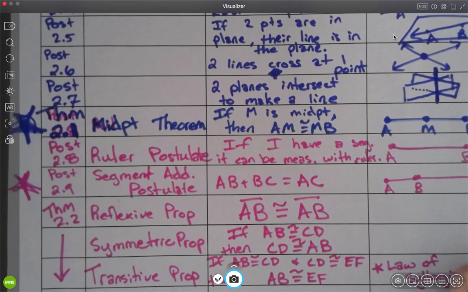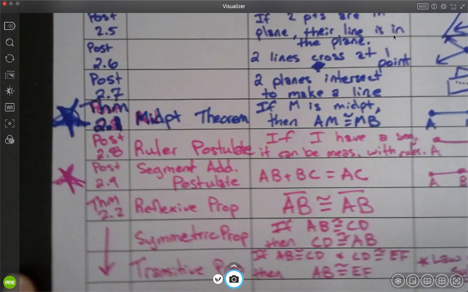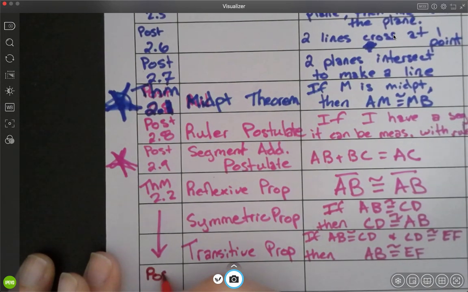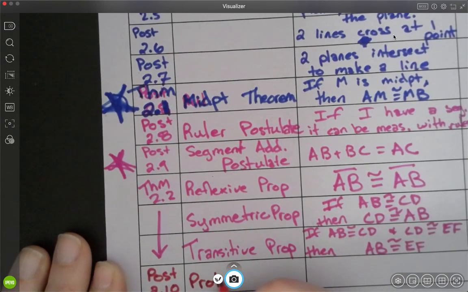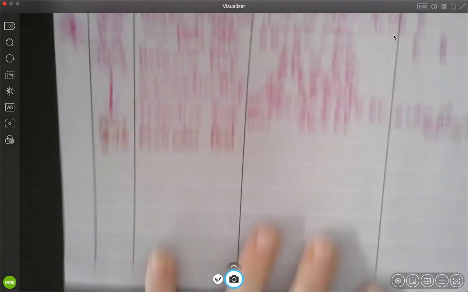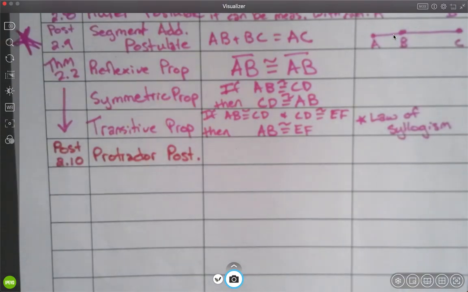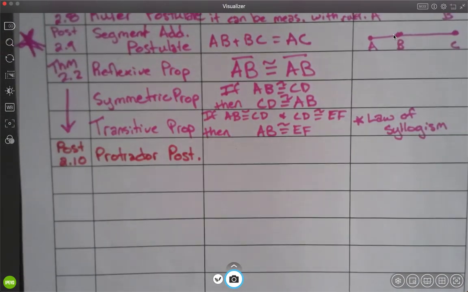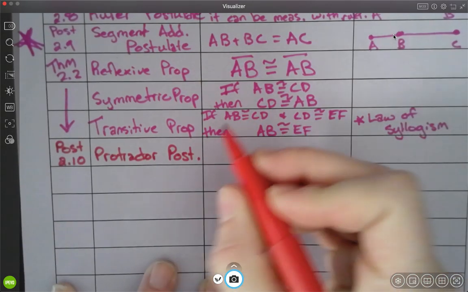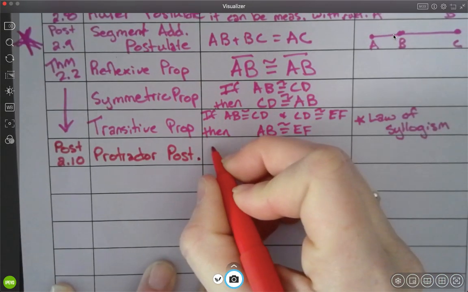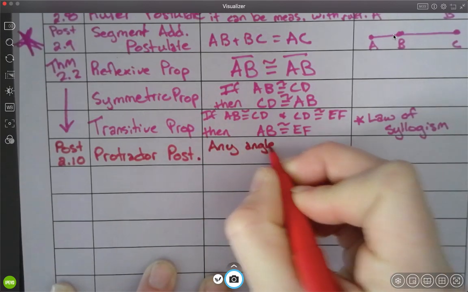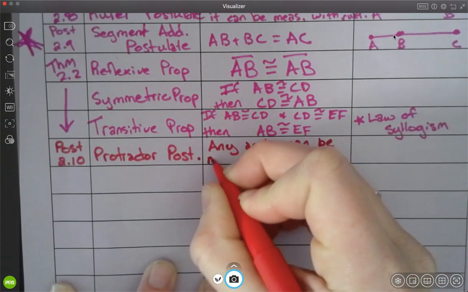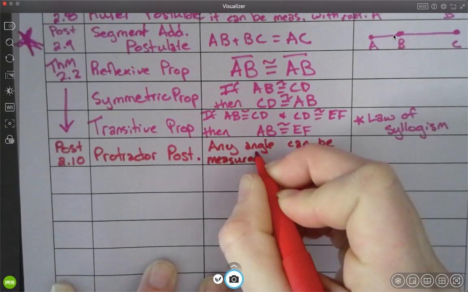So I'm going to use a different color again. I don't know if you can tell the difference between these two. Postulate. Oh, yeah, you can. Postulate 2.10. This is the protractor postulate. You probably are not going to use this on a proof at all, but just so that we keep everything in order and numbered correctly, we will do that. Any angle can be measured with a protractor.